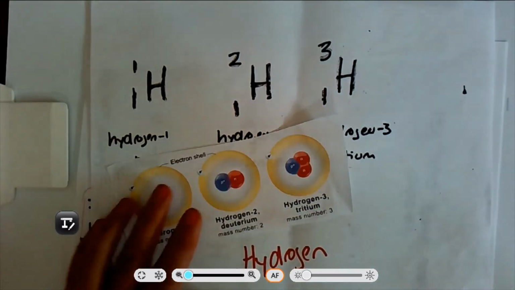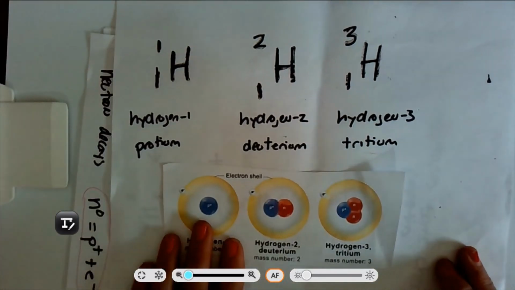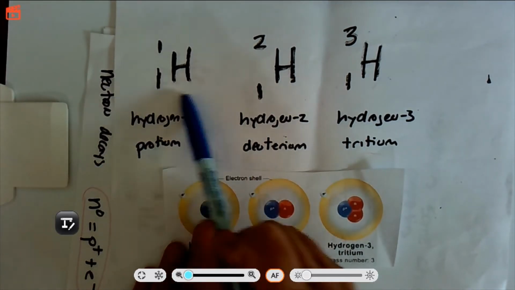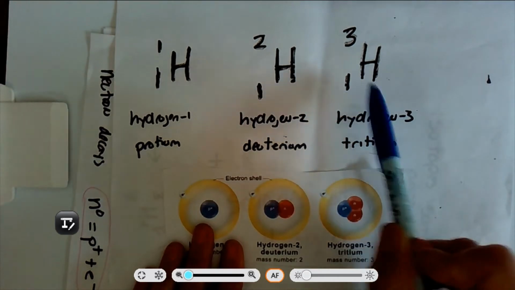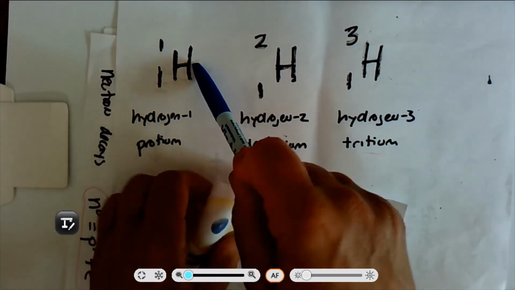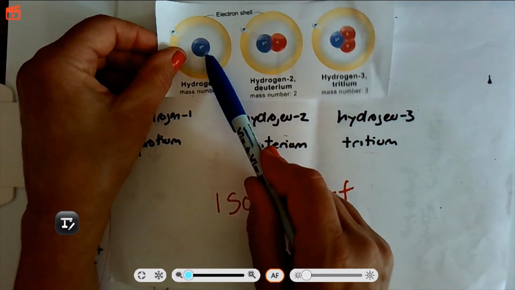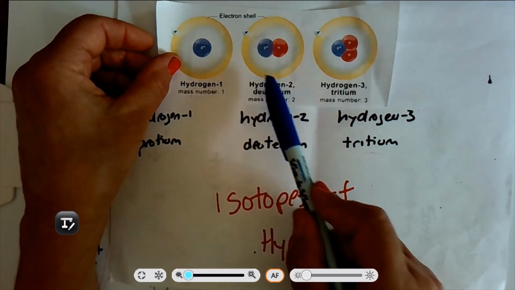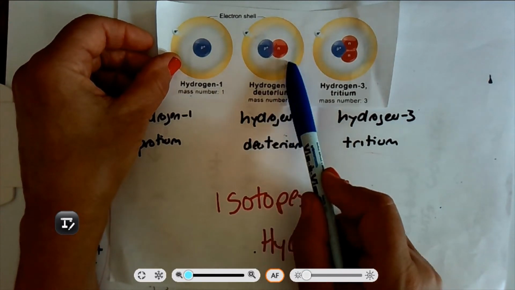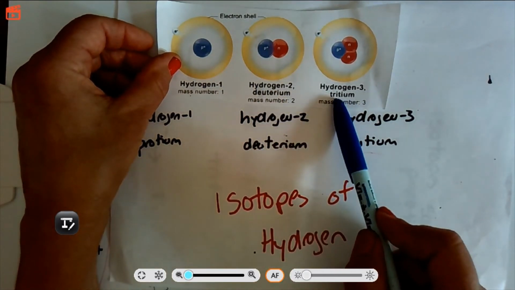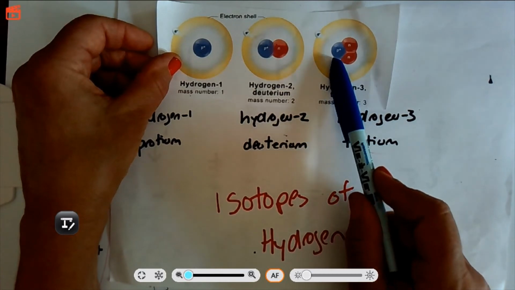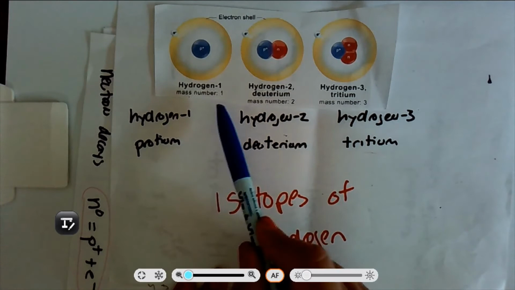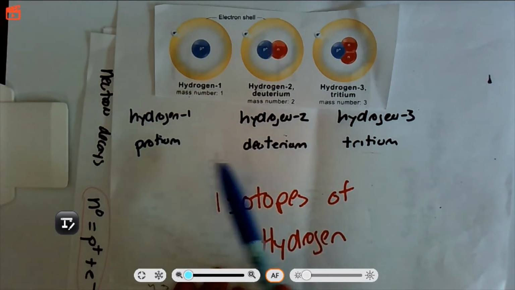For example, we have 3 isotopes of hydrogen. They're all hydrogen because they all have an atomic number of 1 proton. As we can see, hydrogen-1 has just 1 proton in the nucleus, a mass number of 1. Hydrogen-2, deuterium, has 2 particles in the nucleus, a neutron and a proton. And hydrogen-3, tritium, has 3 particles in the nucleus, a proton and 2 neutrons. With isotopes of hydrogen, they each have their own name: protium, deuterium, and tritium.